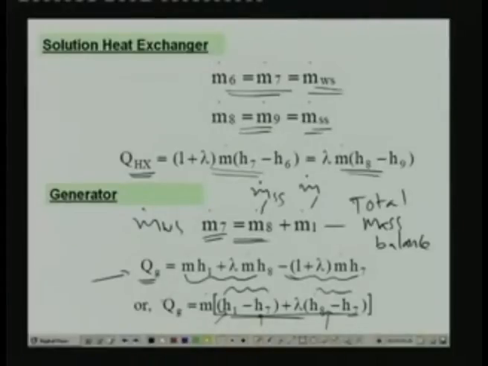For high COP, QG should be low. You will see that for QG to be low, the circulation ratio should be small. When you have a small circulation ratio, you will have a small QG. Again, the difference between H8 and H7 should be as small as possible, and remember that H8 and H7 are the enthalpies of the strong and weak solutions.